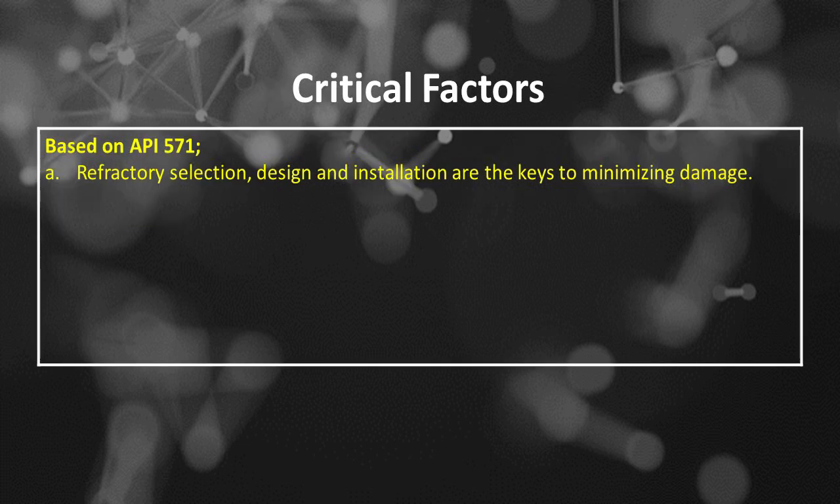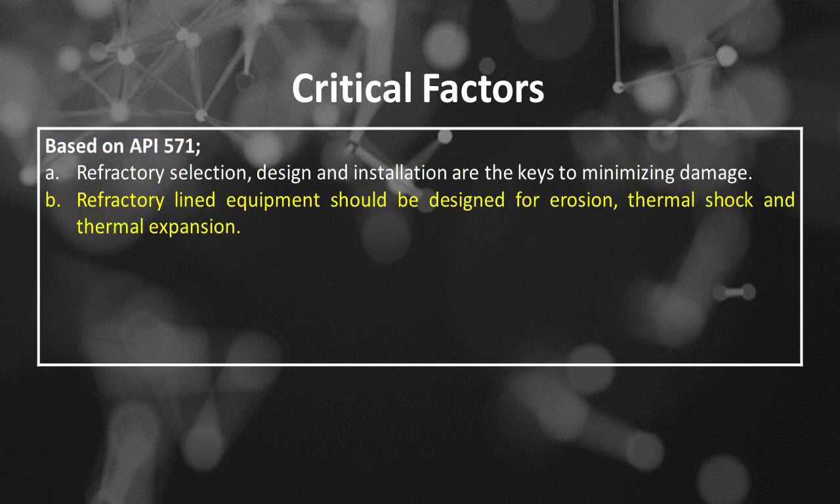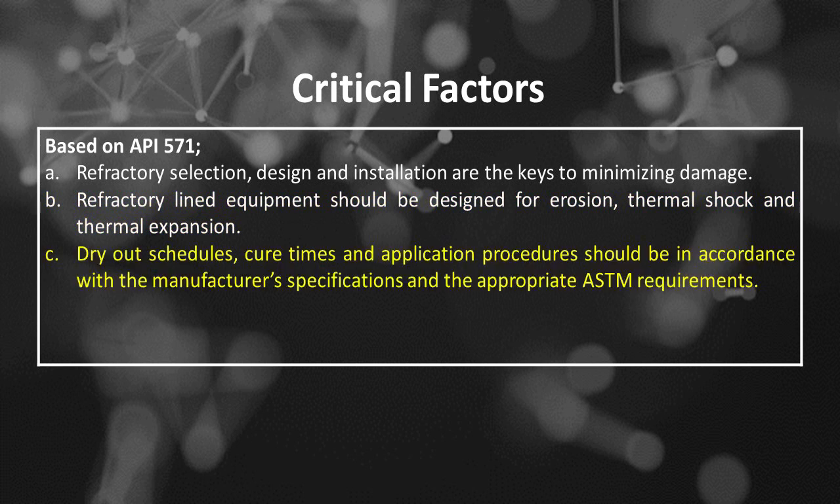Refractory degradation damage mechanisms. Critical factors based on API 571: refractory selection, design and installation are the keys to minimizing damage. Refractory lined equipment should be designed for erosion, thermal shock and thermal expansion. Dry-out schedules, cure times and application procedures should be in accordance with the manufacturer's specifications and the appropriate ASTM requirements.